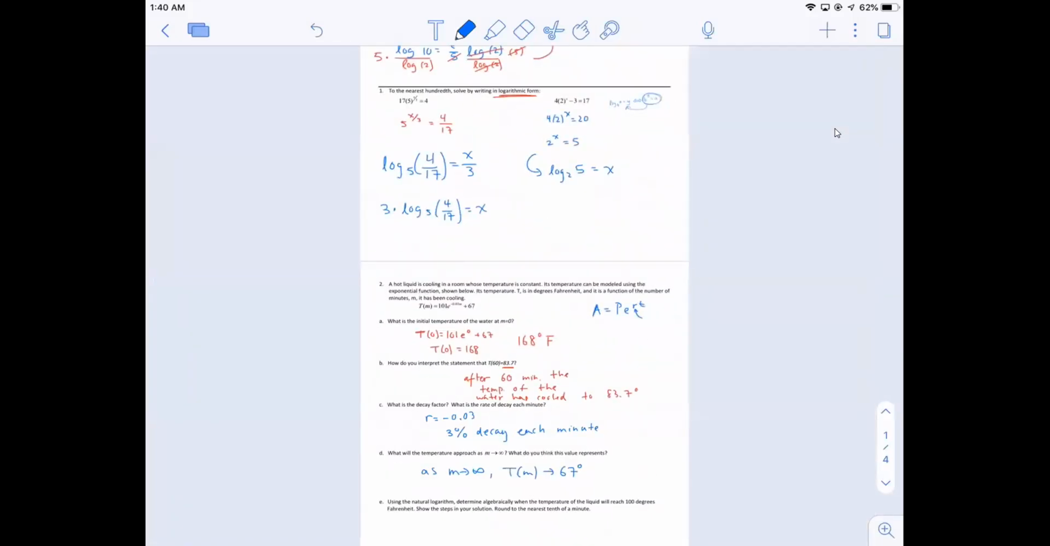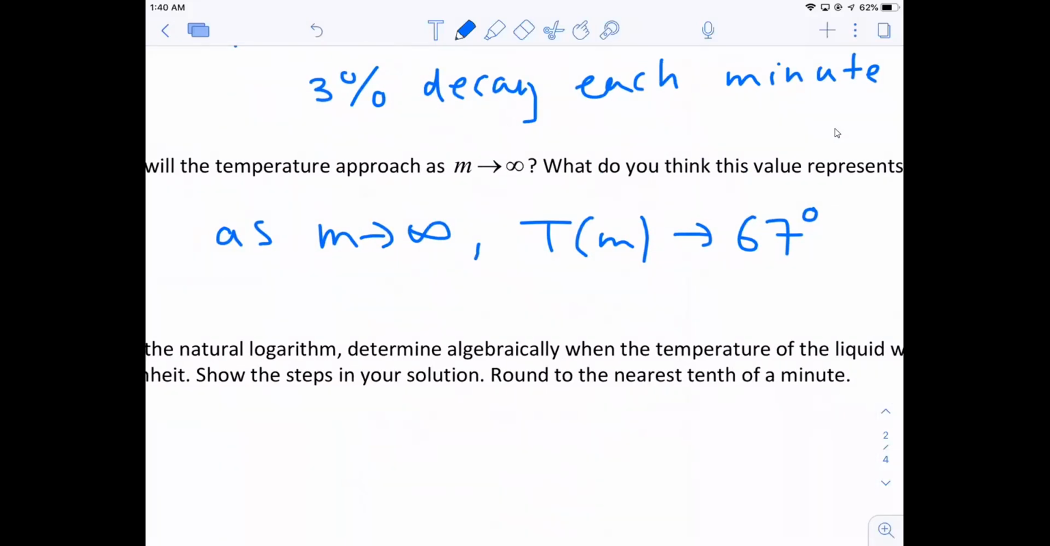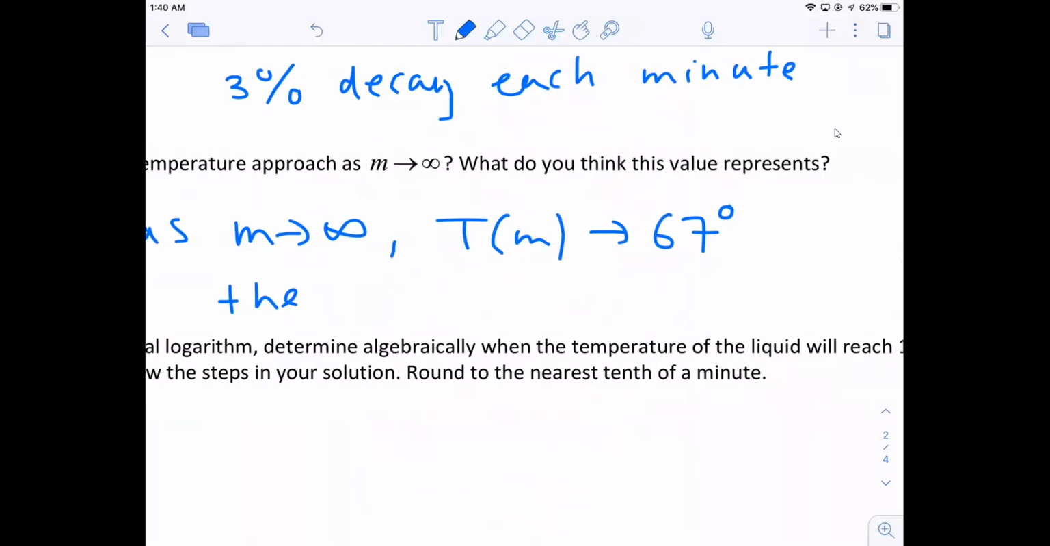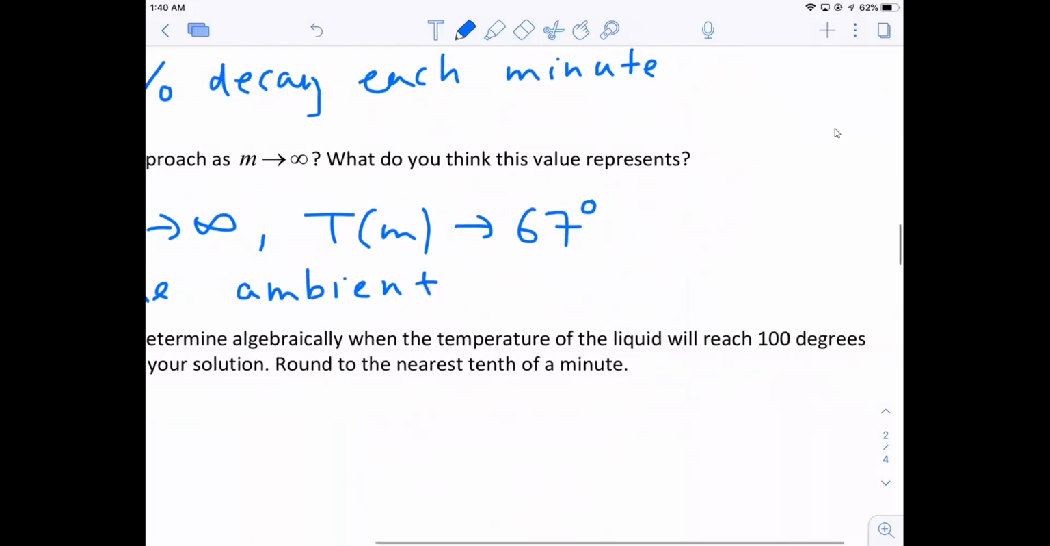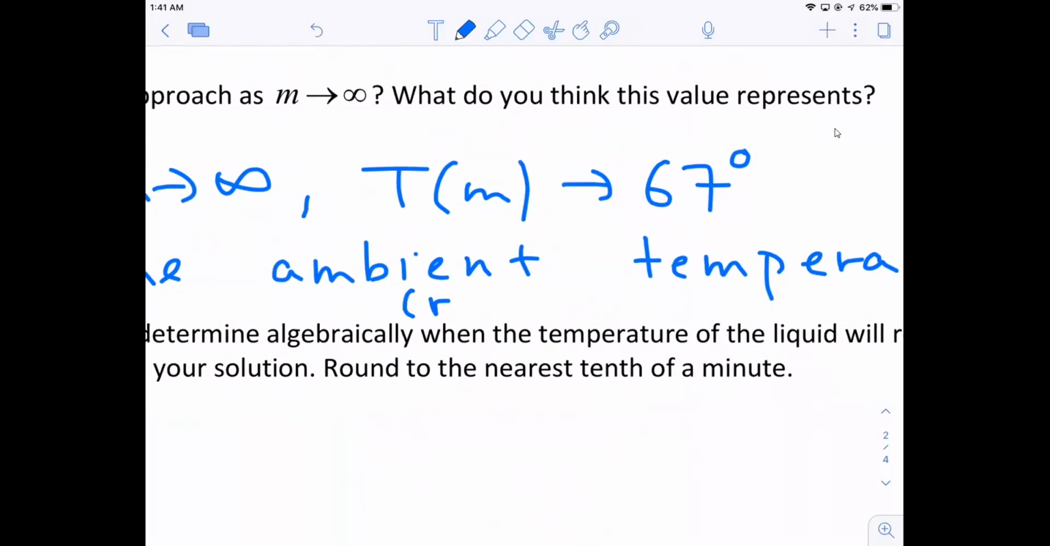So what do you think this 67 degrees is? Well, that is going to be the ambient or surrounding temperature of our water, right? Because if you just leave water out for a long time, it's going to cool down to not 0, it's going to cool down to room temperature. So that's the ambient, or I can say room temperature.